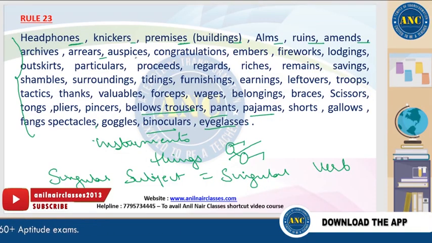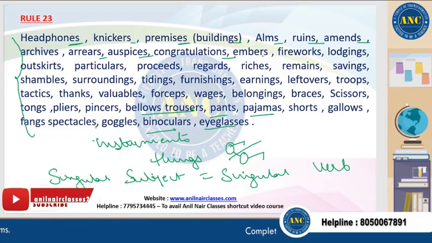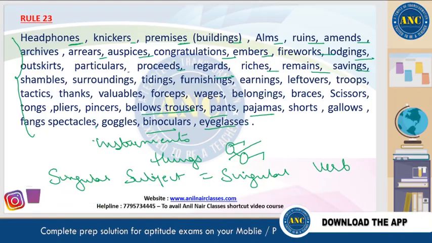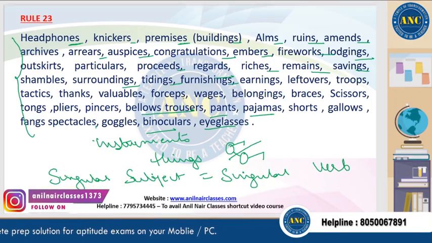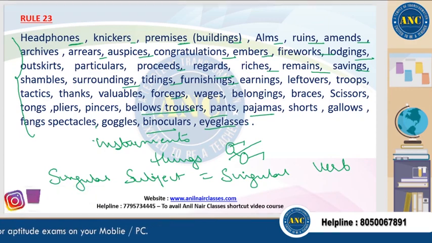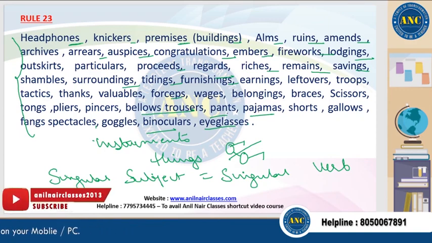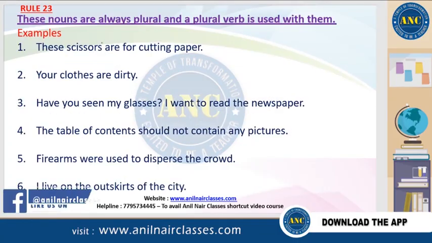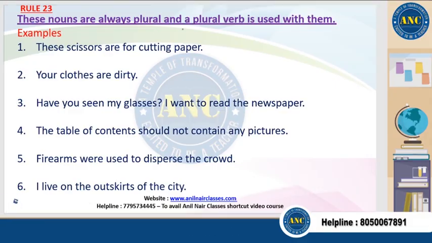Like riches, regards, proceeds, particulars, surroundings, tidings, furnishings, forceps, bellows, trousers, pants, pajamas, eyeglasses. They are always singular. Fine. Next. So these are the examples of the nouns. Whatever we did in the previous slide, they are always plural, and the plural verb is used.